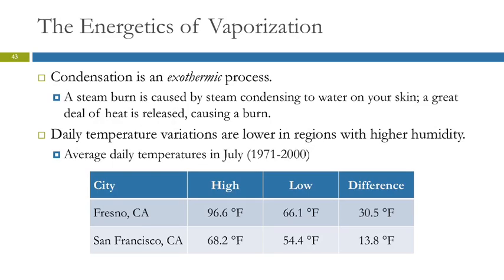This condensation, being an exothermic process, has a big effect on climate. So I pulled up some numbers. These are average daily temperatures in July, averaged from 1971 to 2000 for Fresno and San Francisco. Average high in Fresno, 96.6, sounds about right, maybe even a little low. But this includes nighttime, okay? Yeah, 96.6. And in San Francisco, 68.2. I lived in Foster City, which is very near San Francisco, and I swear it's almost colder there in the summer than it is in the winter.